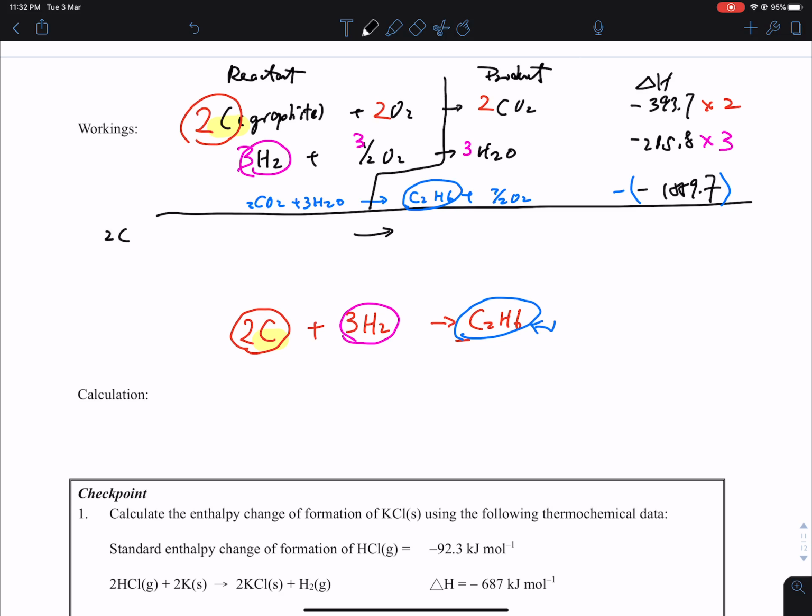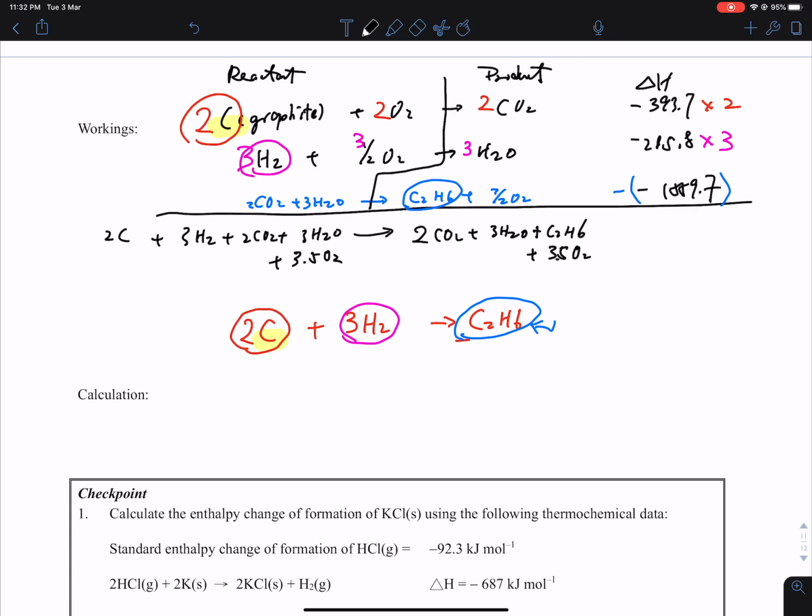So 2 carbon, I just give graphite to save time. And then 3 hydrogens, and then 2CO2, and 3H2O, and also 2 oxygen plus 3 over 2, that means 3.5 oxygens here. Okay, on the right hand side, we get 2CO2, 3H2O, C2H6 plus 7 over 2 O2, it's equal to 3.5 O2. So let's take a look, left and right hand side.